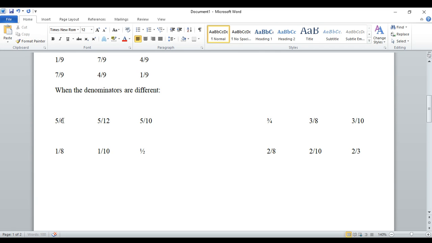I have one, let's say it's a candy bar, and it's divided into 6 pieces, and I get to keep 5 of them. And I have one candy bar divided into 12 pieces, and I get to keep 5 of them. And the same here: I have 10 pieces, and I get to keep 5 of them.